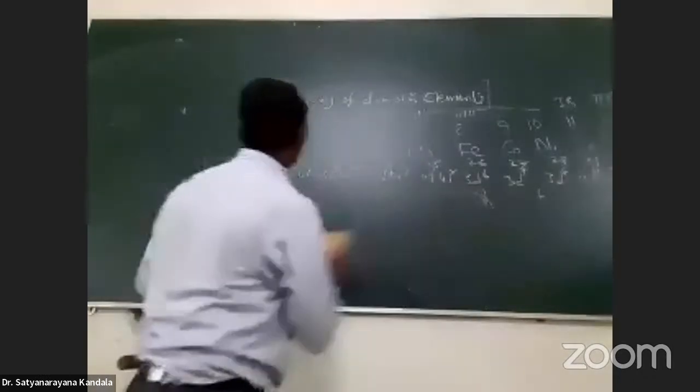Now, please tell me the possible oxidation states of titanium. Please see, what is the configuration of titanium? 3d2 4s2. +2 from the 2 s electrons; 1 d electron gives +3; 2 s and 2 d electrons give +4.